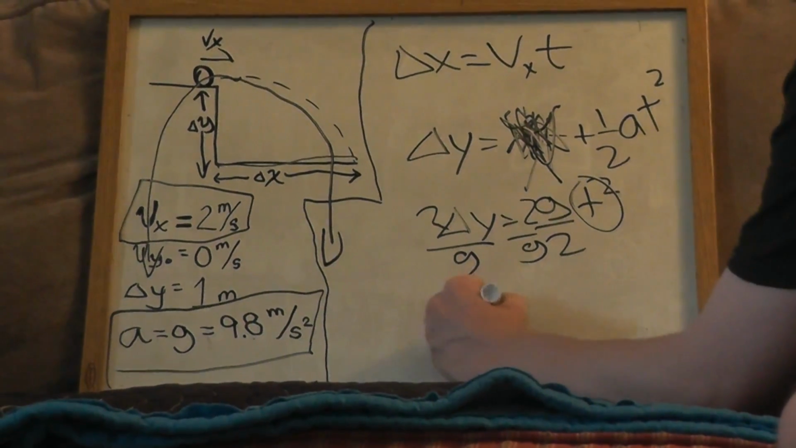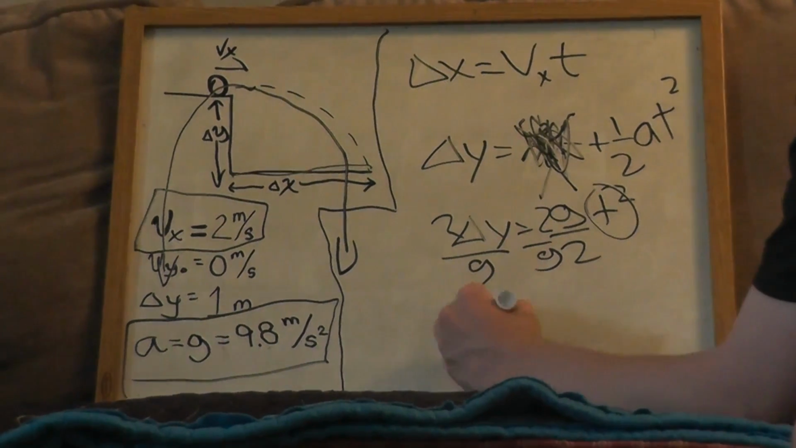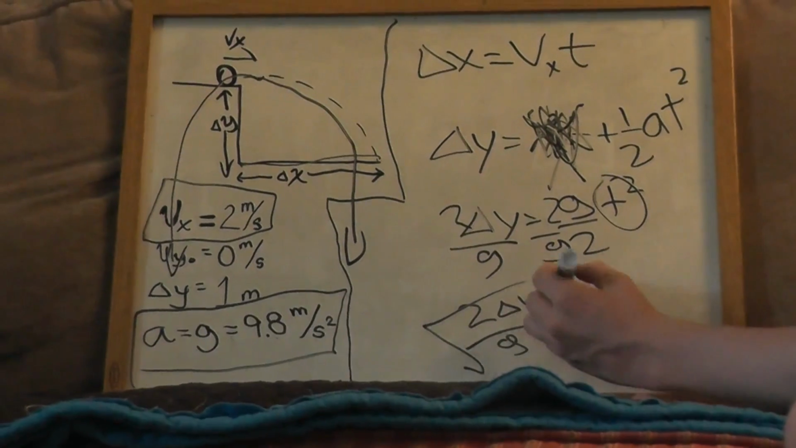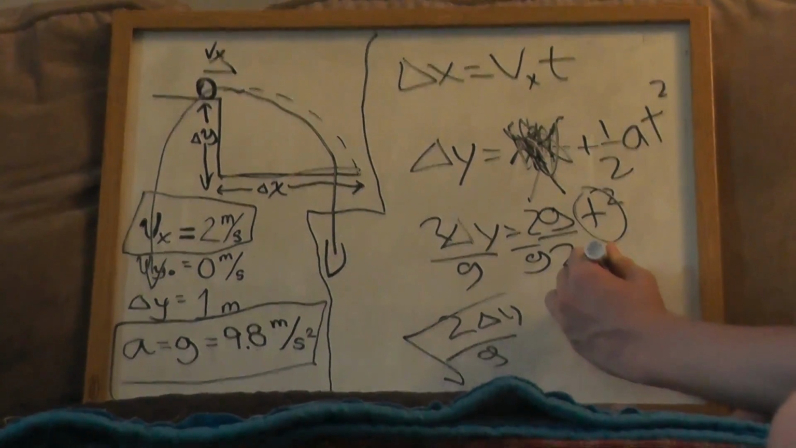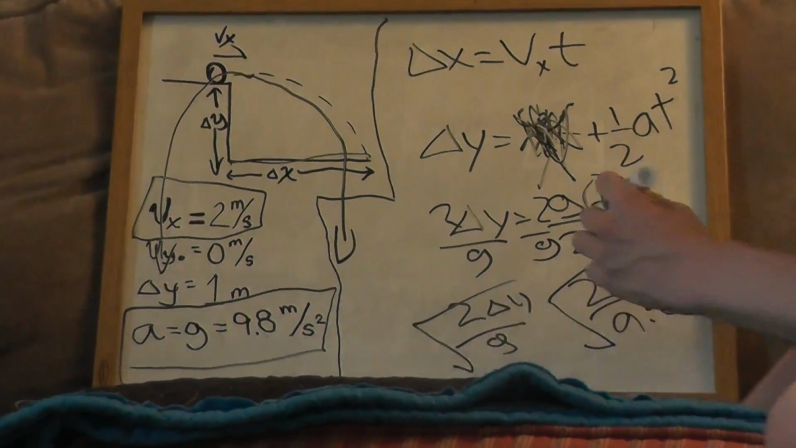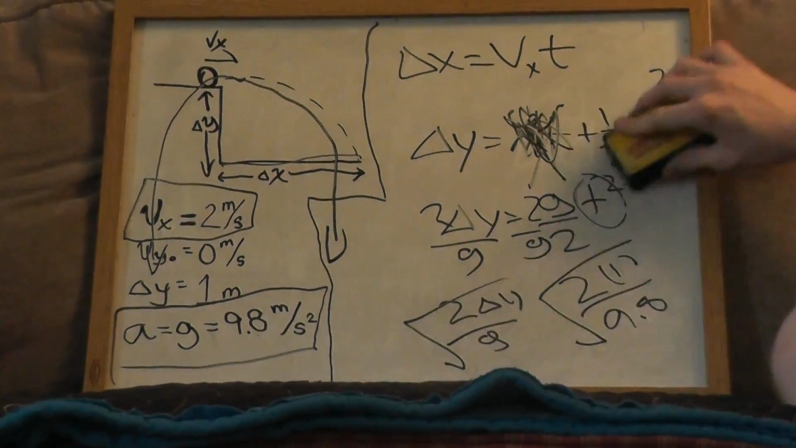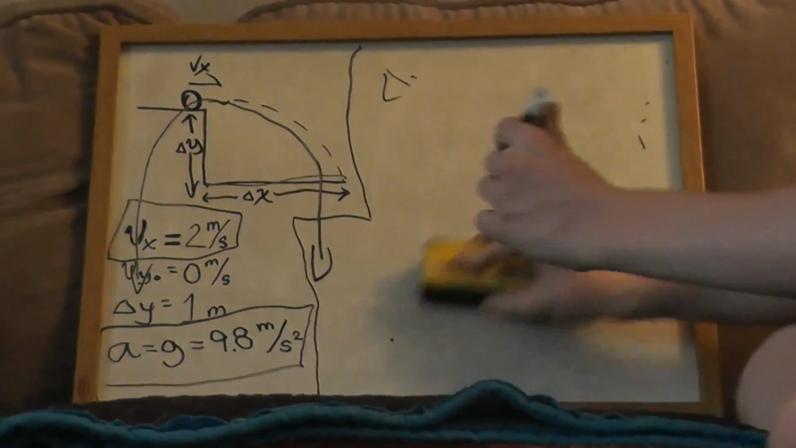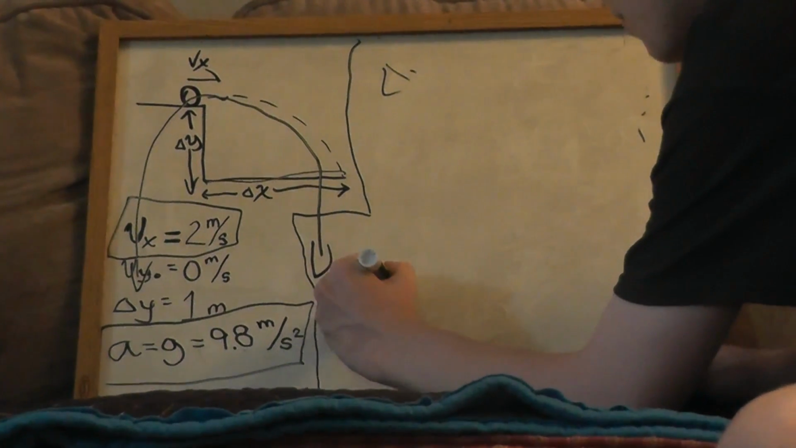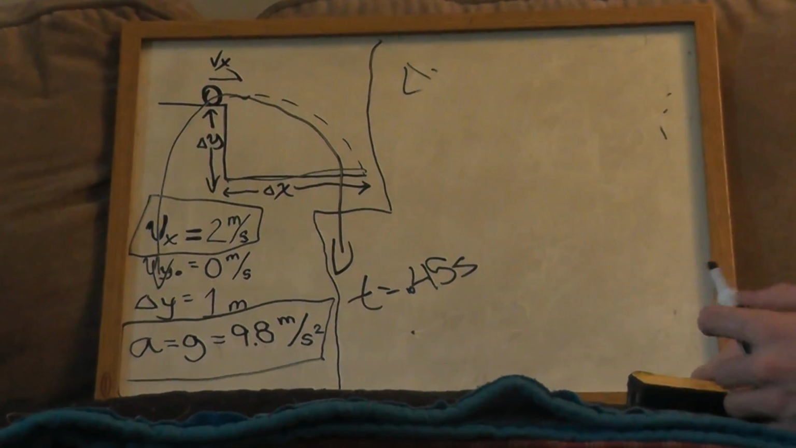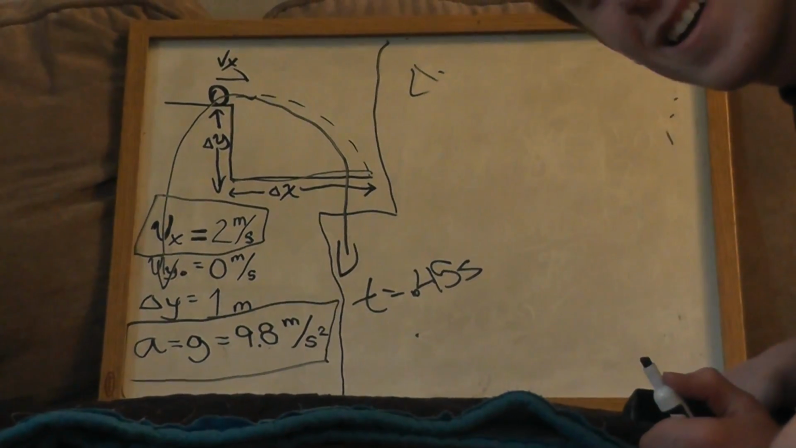So 2 delta y over g equals t squared. So take the square root of that. Now you plug in your variables, and the square root of 2 times 1 over 9.8 is obviously 0.45. So t equals 0.45 seconds, which is an amount of time.